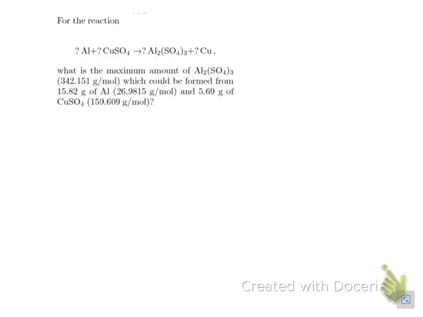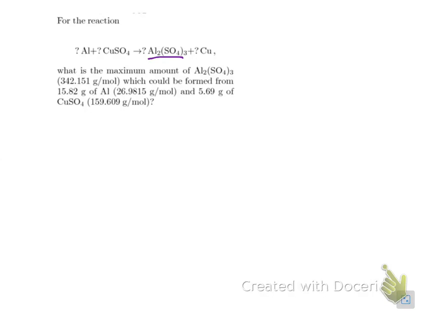Okay, this is the first problem in Quest on Summer Chapter 3. Note though that my numbers in my problem are going to be different than yours, so you need to look at the method, not necessarily the answer, which will be different. So it gives us a reaction, and we want to know what's the maximum amount of this product that we can make given that we have some amount of aluminum and some amount of copper sulfate.